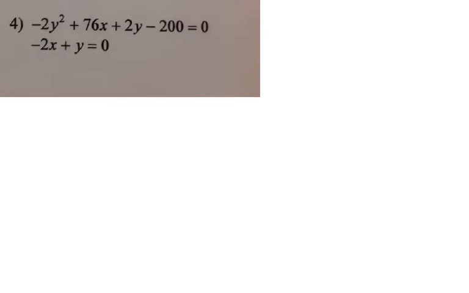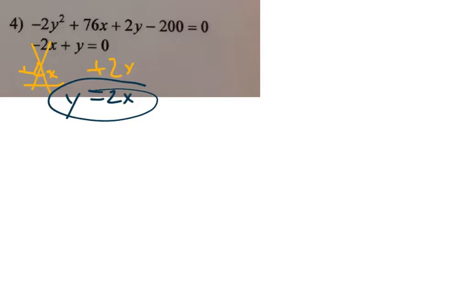So we're just actually going to add 2x to both sides, so that we can cancel it out, and I know y simply equals 2x, right? And we're going to plug that in, of course, the y for the y's.